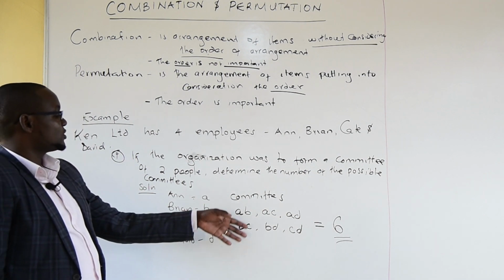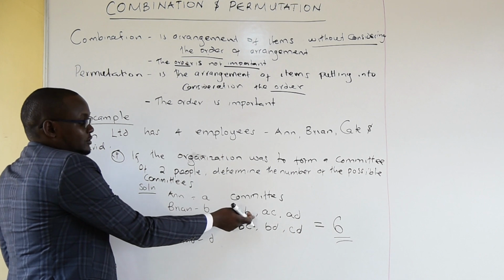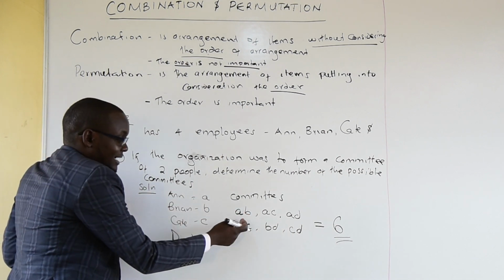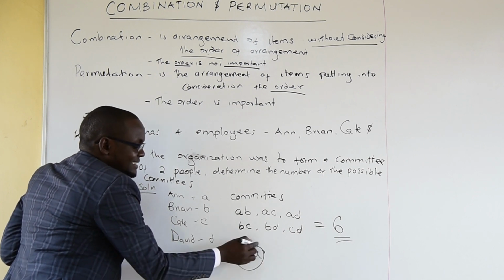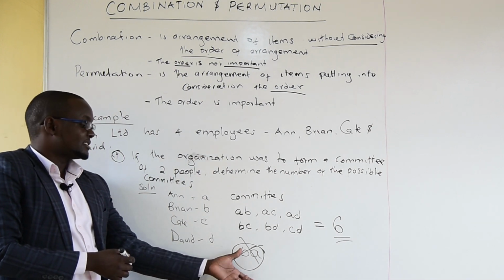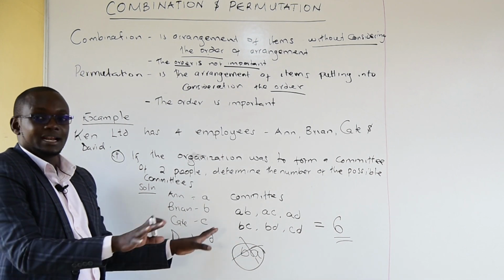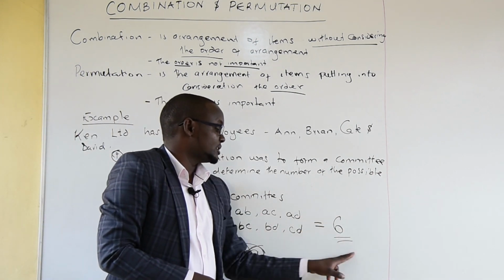Because here, we don't consider who starts, whether it is Anne who starts or it is Brian who starts. I can't say that we have a committee of Brian and Anne because this is the same committee. We are not interested in their order. The committee must either have Anne or Brian. The order doesn't matter. So in this case, we can compute these 6 using combination.